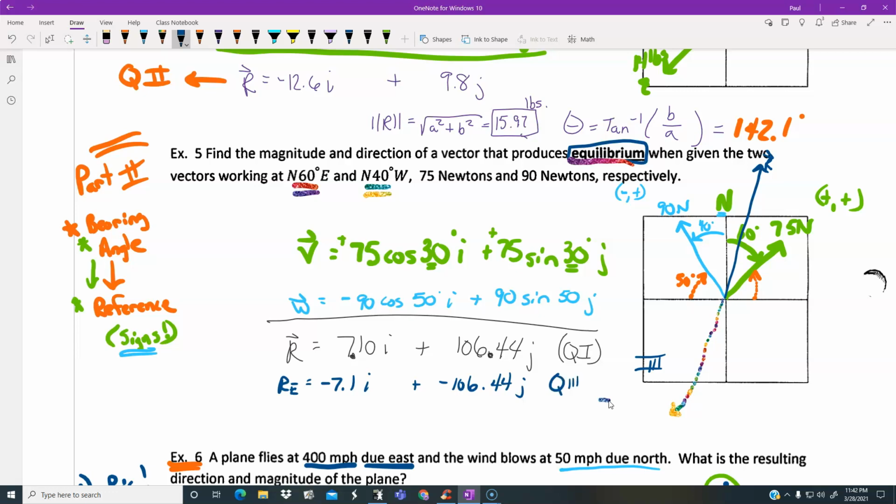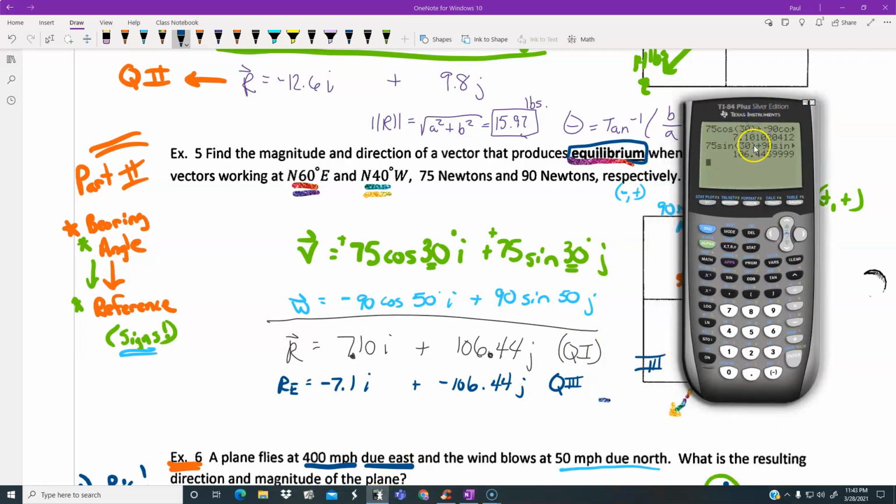This is the equilibrium force. That's why I called it resultant equilibrium. Okay, now, in terms of its magnitude, it would be exactly the same. So if I go in here to my calculator, and even though I use these same exact numbers, the resultant magnitude would be exactly the same.